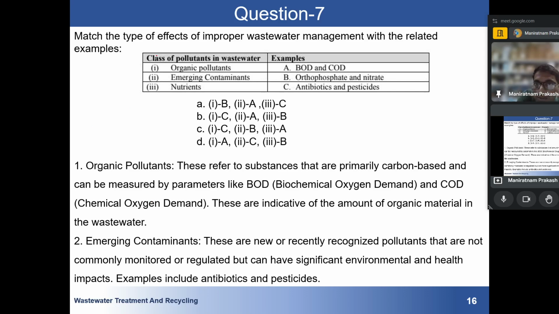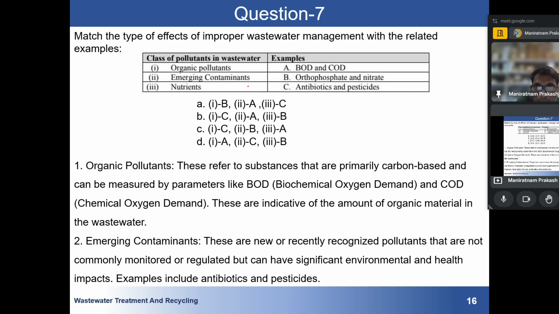So what if there is improper wastewater management? What will happen then? Organic pollutant will give BOD and COD. Emerging contaminants: what are emerging contaminants? They are newly and recently recognized pollutants that are not commonly monitored or regulated but have significant environmental and health impacts. Examples: antibiotics, pesticides, PFAS. This will be due to antibiotics and pesticides.